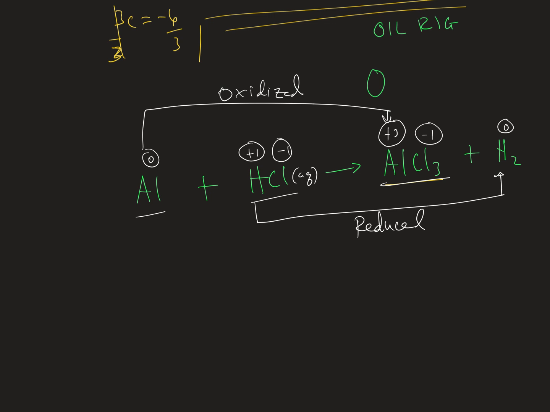So will we get asked which species is the reducing agent? Yeah, which one is the reducing agent? Aluminum. Aluminum causes hydrogen to be reduced. Not chlorine. Chlorine doesn't change. Which one is the oxidizing agent? H, right? You with me? Yeah.